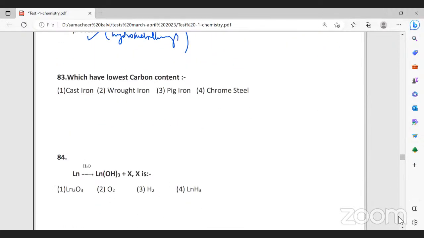Which has the lowest carbon content? Iron, wrought iron, pig iron, and chrome steel. Which has the least carbon content amongst these? From the extraction of iron that we have learned, we know that less than 2% of carbon is present in wrought iron. Therefore, the least percentage of carbon is present in wrought iron.